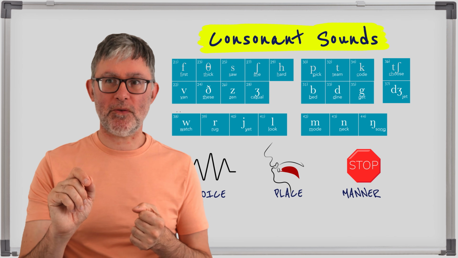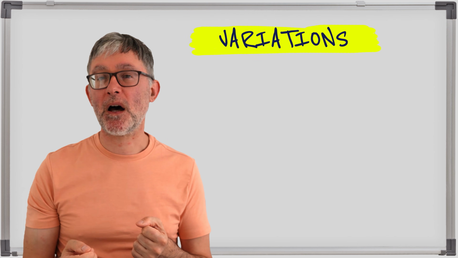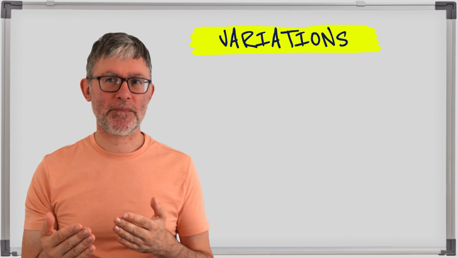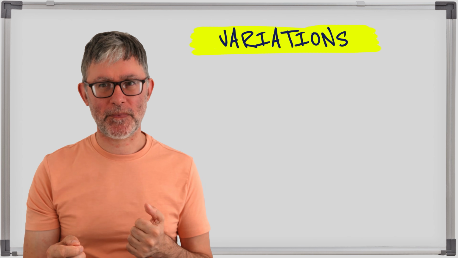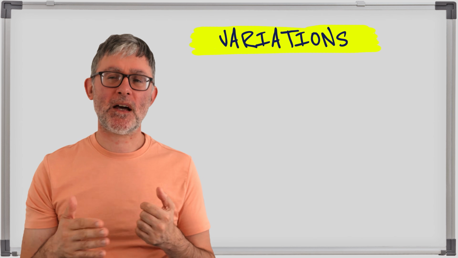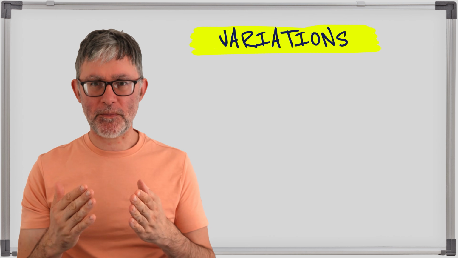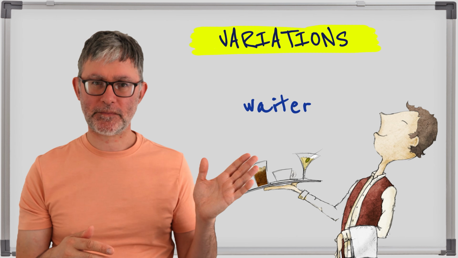But this isn't the whole story. We saw earlier that voiceless bilabial plosive p was a bit different in English. It's often aspirated. This is a variation of the basic sound, and in pronunciation, this kind of variation is known as an allophone. To give you an example, look at this word.